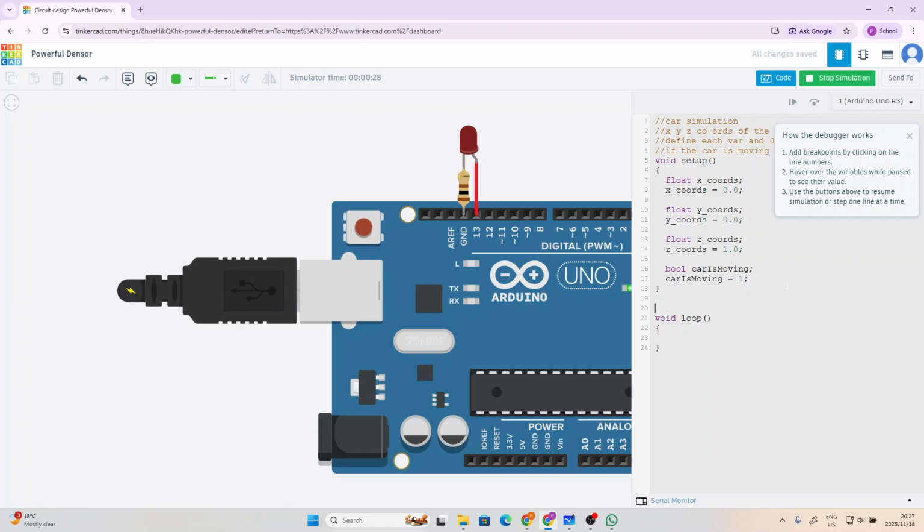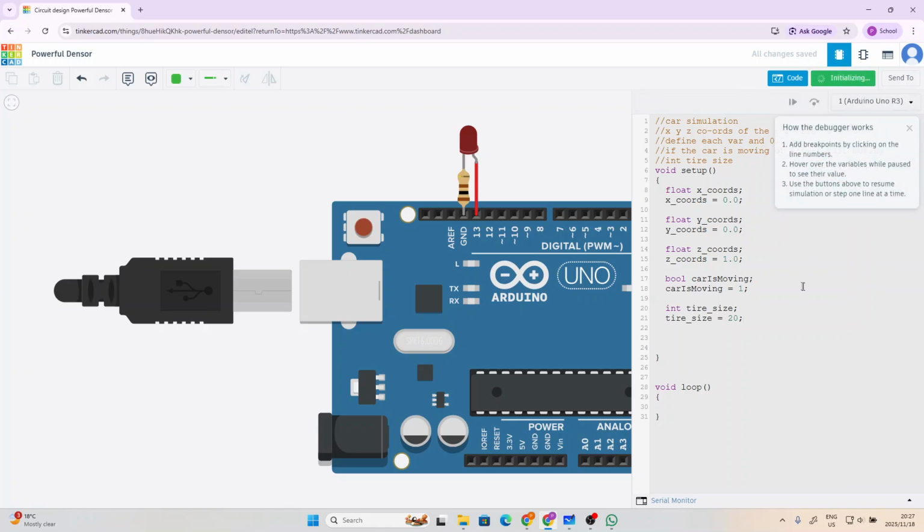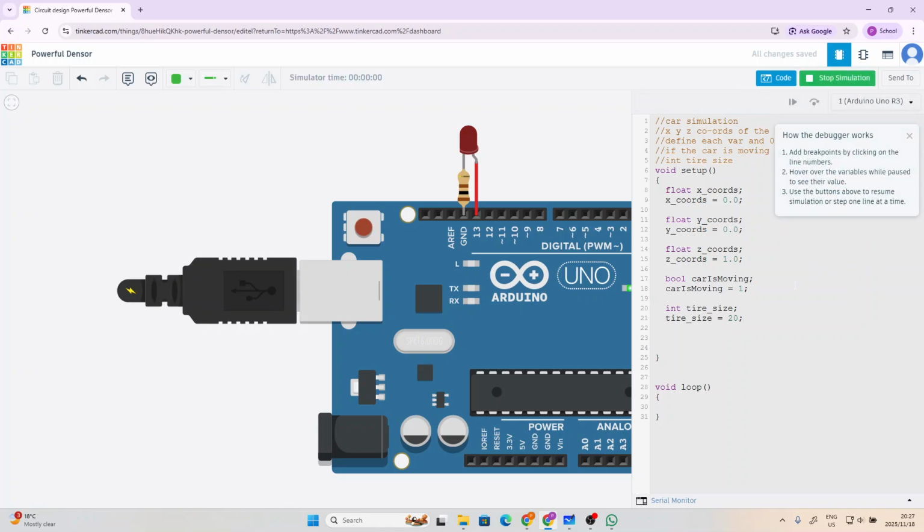The way you declare it is, let's say we want an integer for, let's say, the tire size of the car, something random like that. Right. So now we need an int. We declare an integer with the type int, and we're going to call it tire underscore size. Right, and we're going to say tire size is equal to, let's say, 20. And that's how you declare an integer. That's declaring variables. Quite simple stuff.